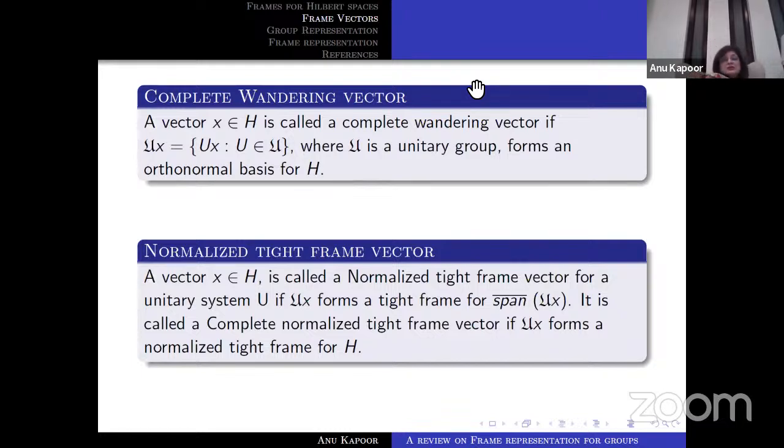And then the normalized tight frame vector. Similarly, a vector x belonging to H is called a normalized tight frame vector for a unitary system U if Ux forms a tight frame for the closure of the span of Ux, and it is called a complete normalized tight frame vector if Ux forms a normalized tight frame for H. Normalized tight frame, or again, a Parseval frame.